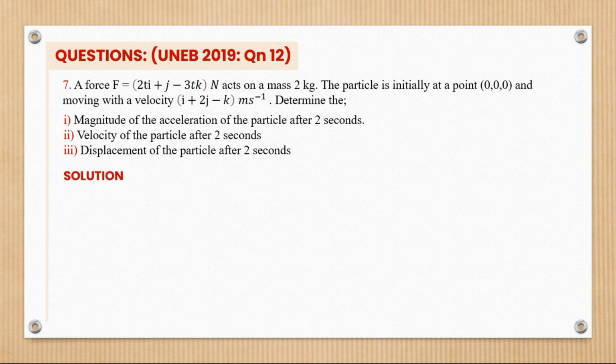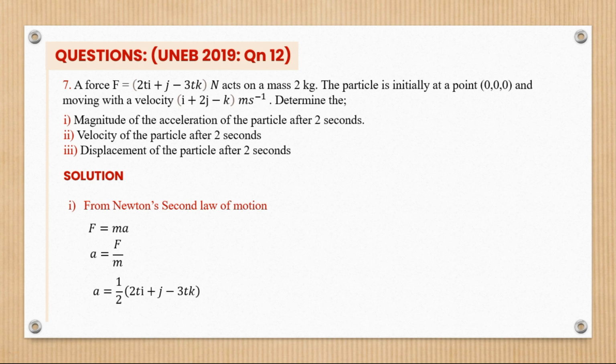So let's first solve part 1. We need to find the magnitude of the acceleration after 2 seconds. First of all, we've been given the force acting on the particle and we know the mass is 2 kilograms. That means we can use Newton's second law of motion to find the acceleration. So we know that F shall be equal to ma. Make a the subject. a shall be F over m, which is the same as a half times this value right there.